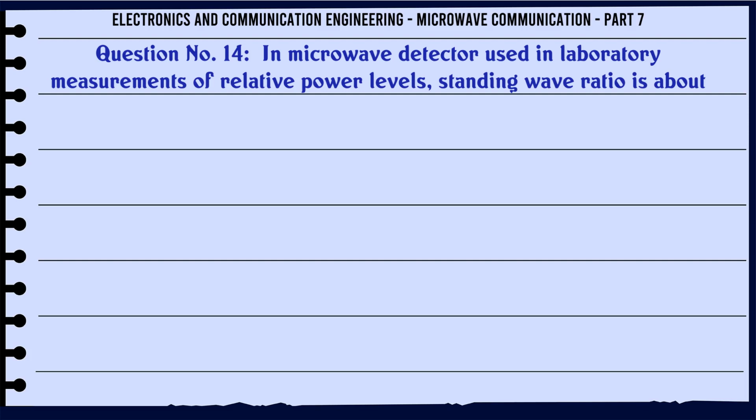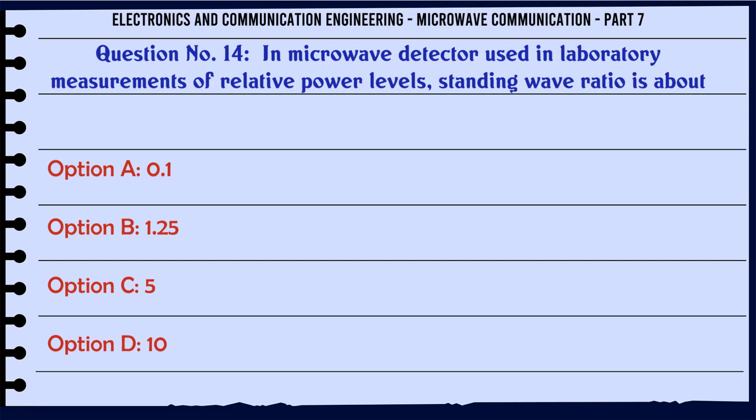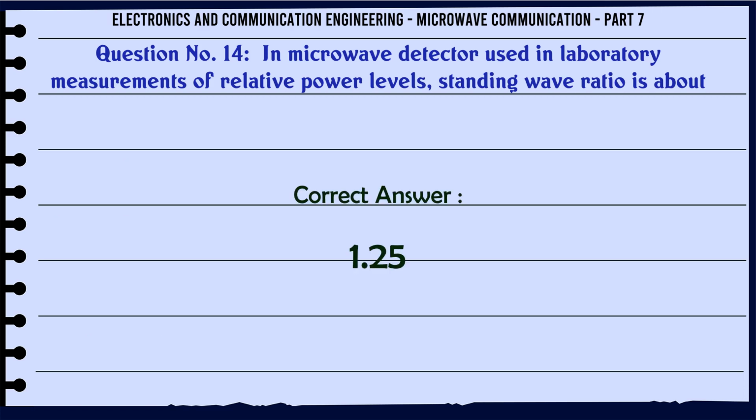In microwave detector used in laboratory measurements of relative power levels, standing wave ratio is about A. 0.1, B. 1.25, C. 5, D. 10. The correct answer is 1.25.